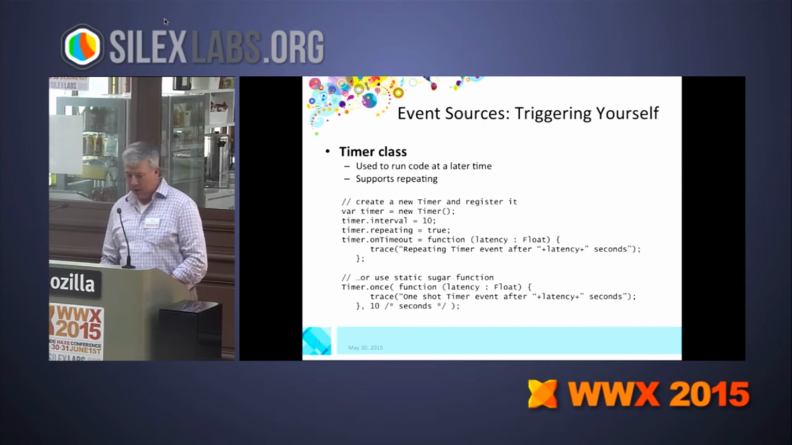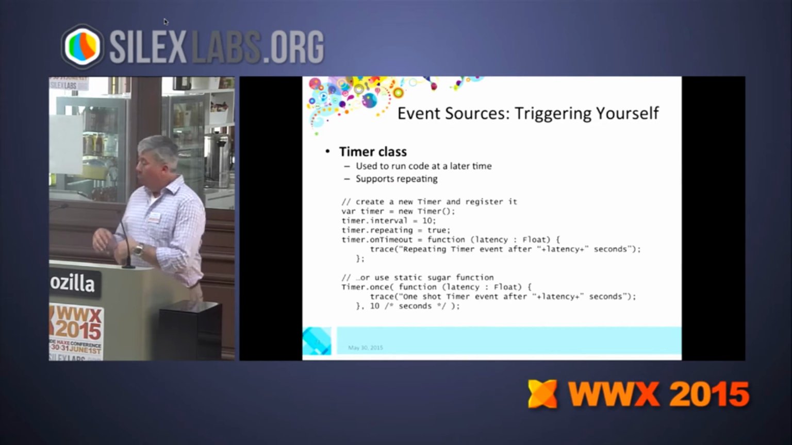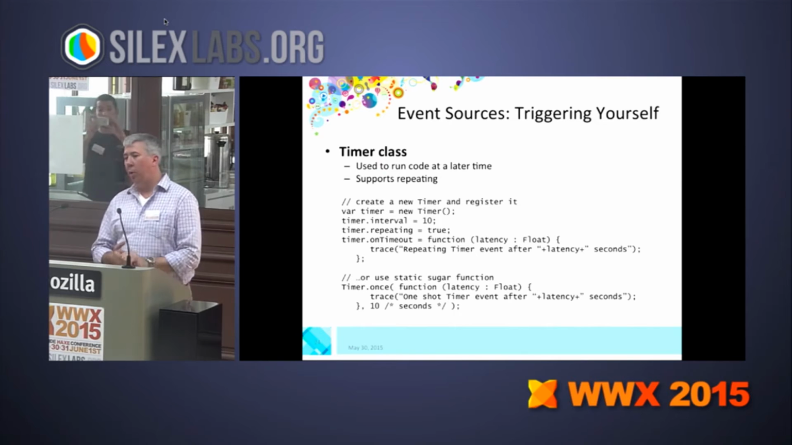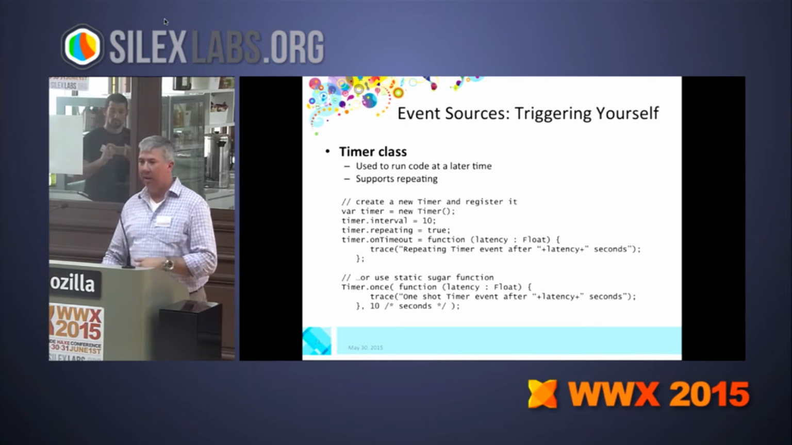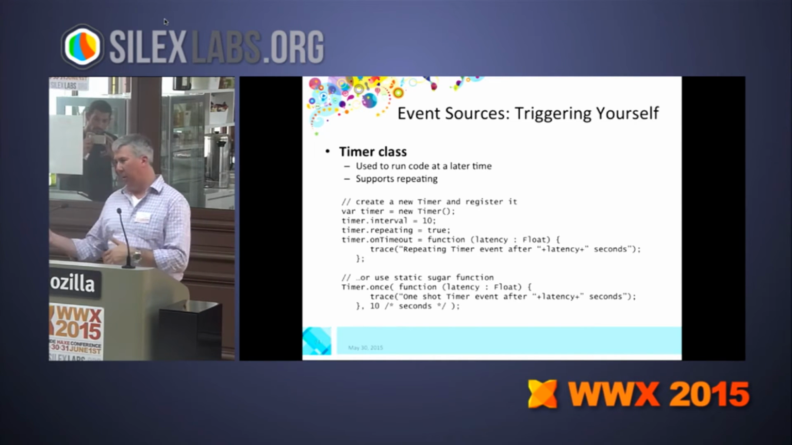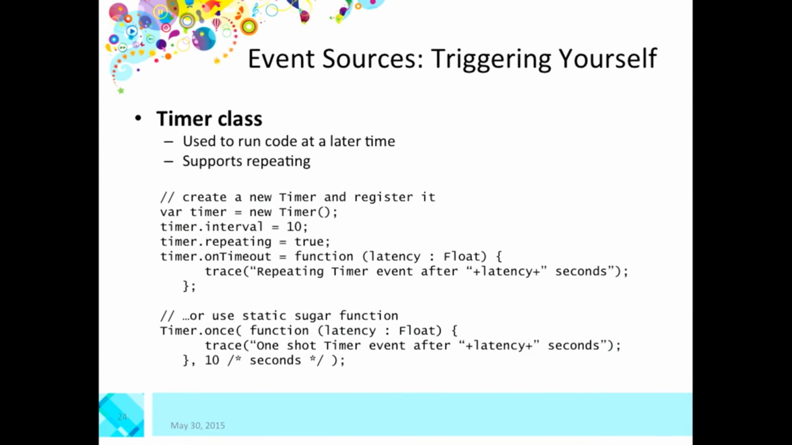The top example demonstrates we actually support two modes for creating timers, and one of them is what we call the explicit mode. So you can see here we're constructing a timer object, setting some values on it, setting it repeating, telling it to fire every 10 seconds, and then registering the function that gets called back in the activity when that timer is triggered.